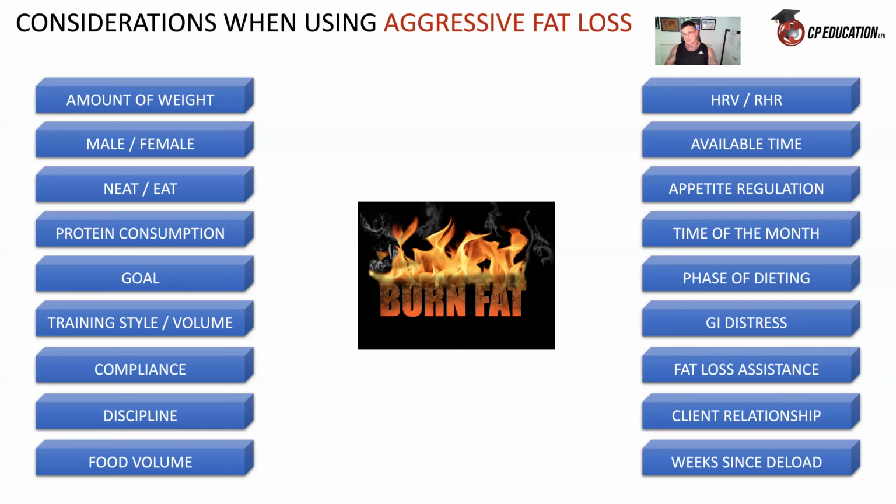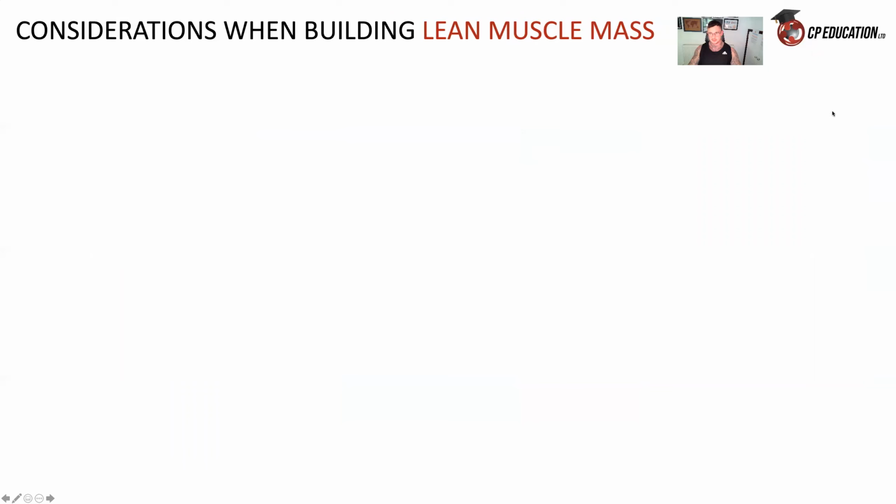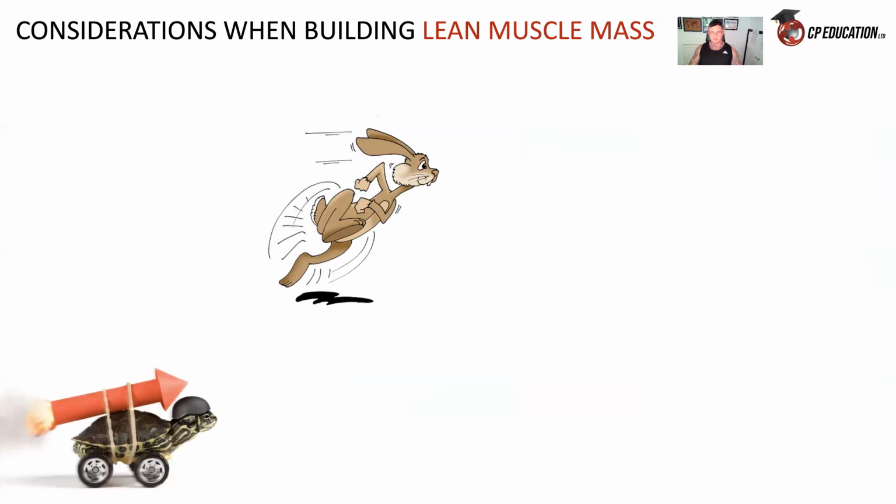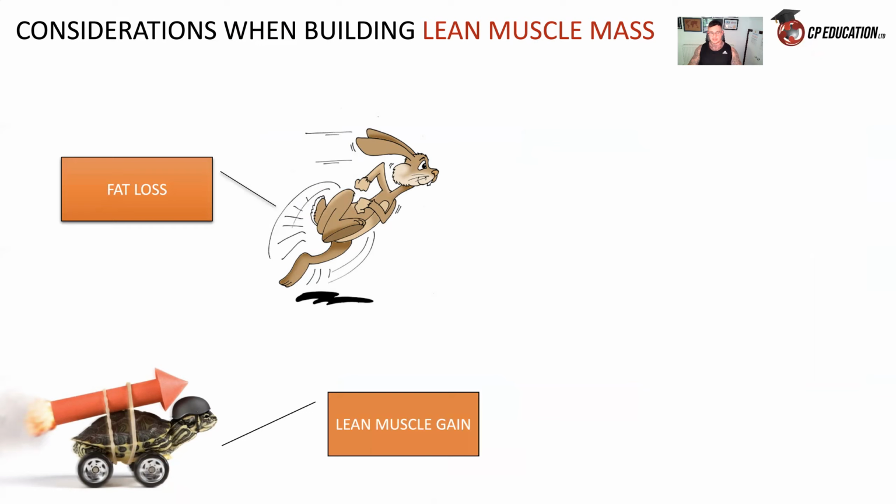Right, consideration of building lean muscle. This is a bit of a funny slide, to be honest. I enjoyed doing this one. Right, so what is that? And what is that? Fat loss and lean muscle mass gain. Obviously you've heard the tortoise versus the hare. I found that photo and I found it very, very funny, a lot more funny than I should have. But basically, this is a very similar comparison.